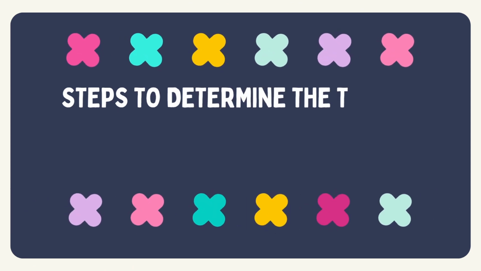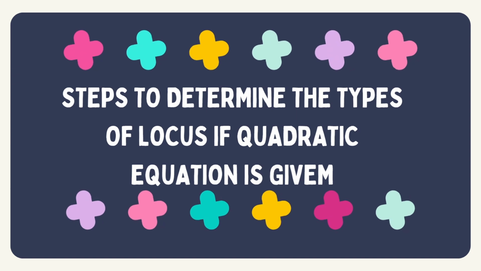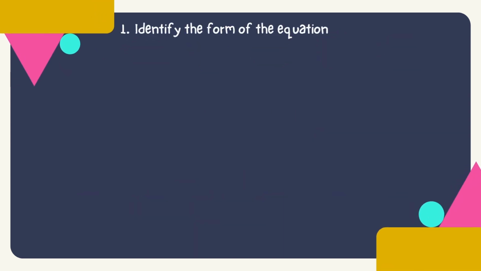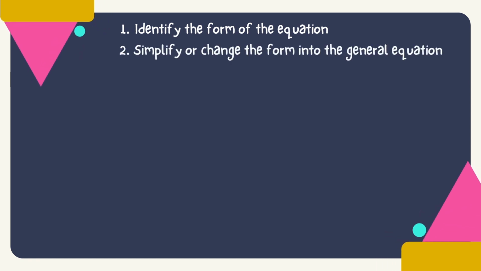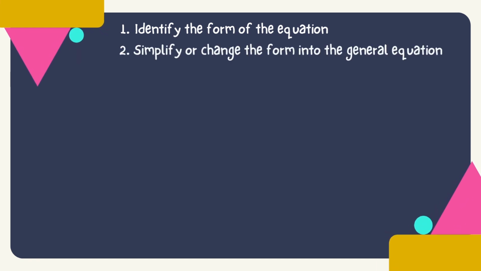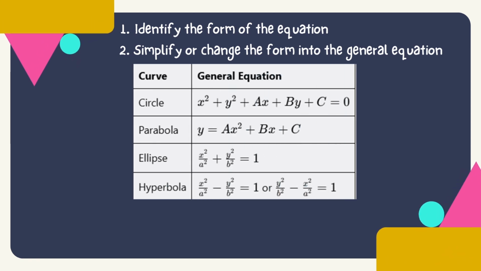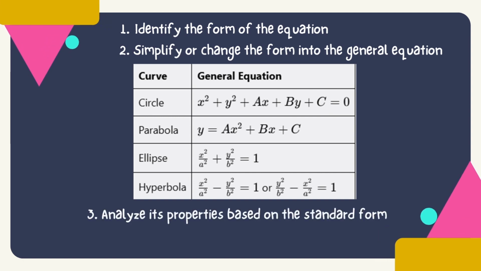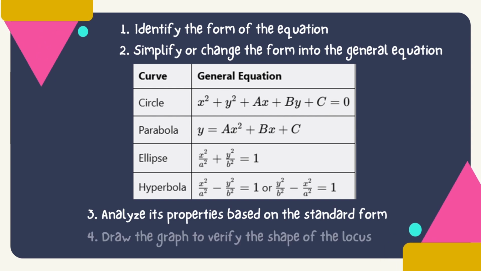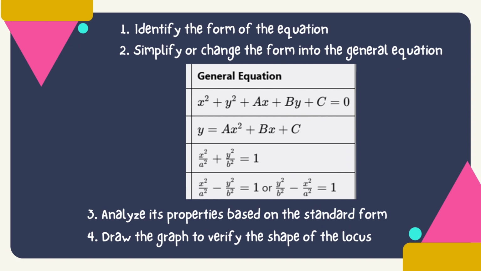Steps to determine the type of locus if a quadratic equation is given. First, identify the form of the equation. Second, simplify or change the form into the general equation, like circle, parabola, ellipse, and hyperbola. Third, analyze its properties based on the standard form. And the last, draw the graph to verify the shape of the locus.